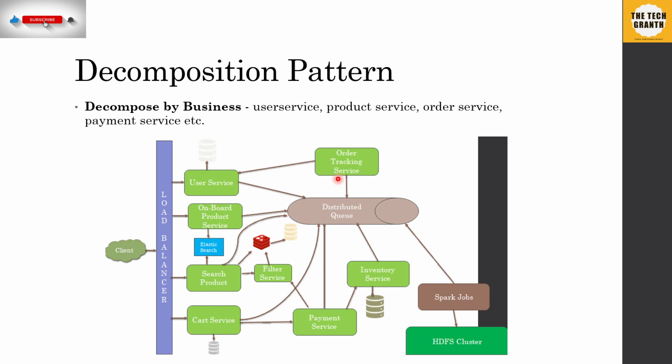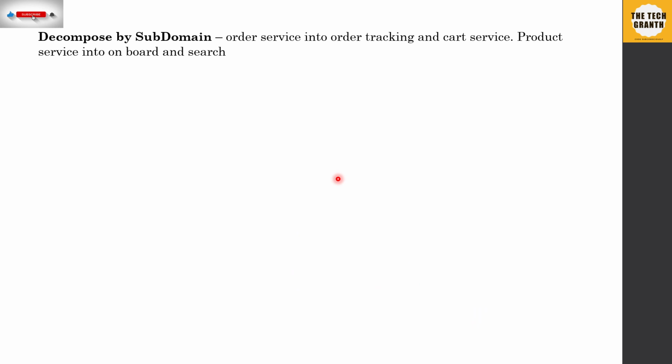I will talk about this in detail in the next pattern that we are going to talk about, which is decompose by subdomain. So what decompose by subdomain means is that you will break down your service based on some domain, and then it has to be broken down into further subdomains. Now your domain here can be your business as well. So if your domain is a business, then the subdomain will also be a smaller part of the business.